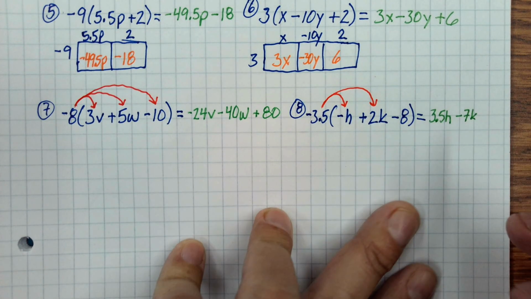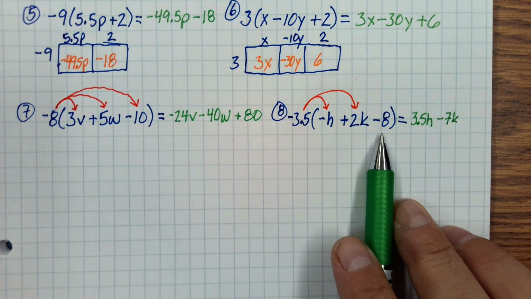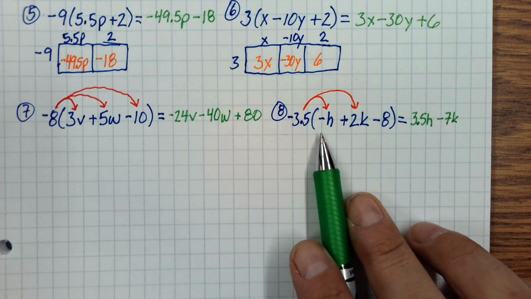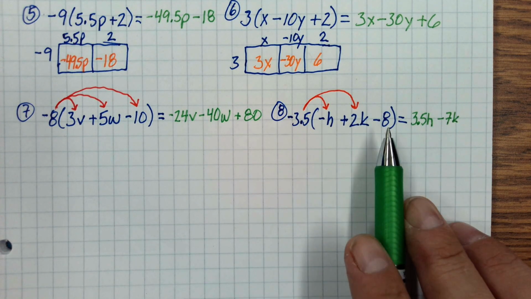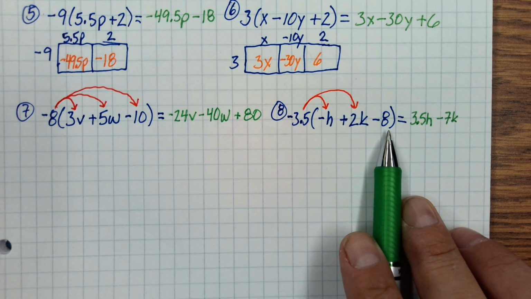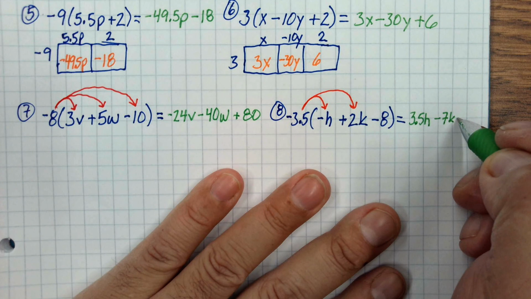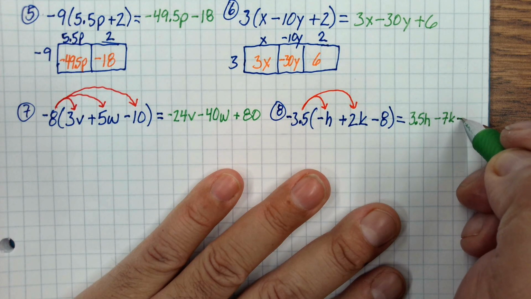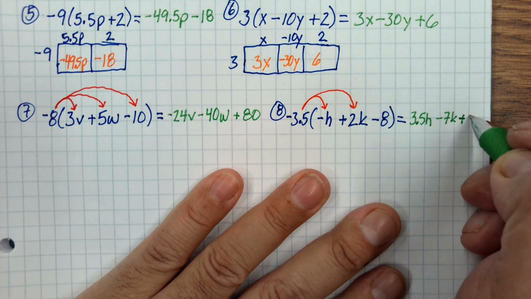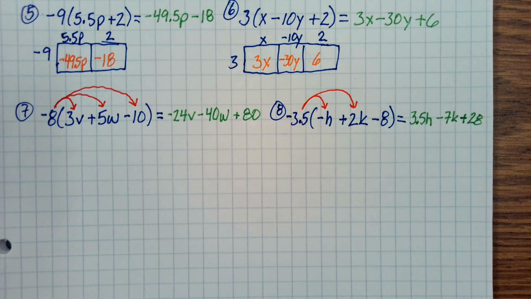And then negative 3.5 times 8. Well, 3 times 8 is 24. And what's half of 8? 4. So 28. It's 28. And will it be positive or negative? Positive. So plus 28. So there you have it.